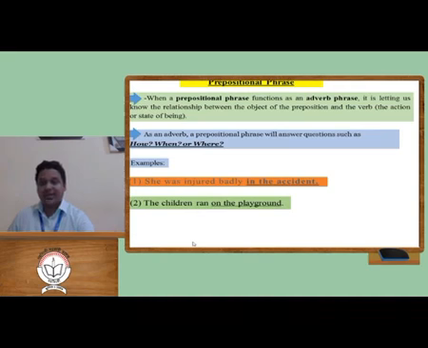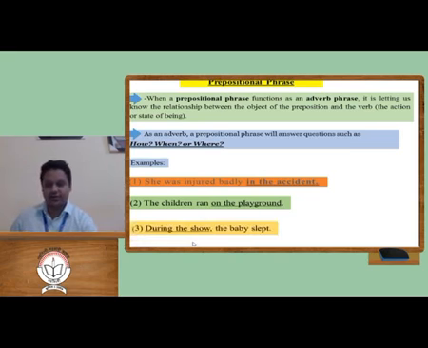The children ran on the playground. Here we find the answer to the question. Where did the children run? The children ran on the playground. On the playground. We find where. We find the answer to the question. Where? On the playground. That's why on the playground acts as an adverb phrase.